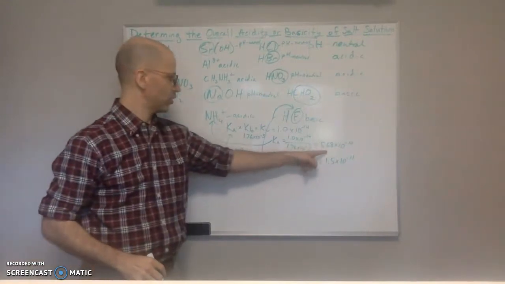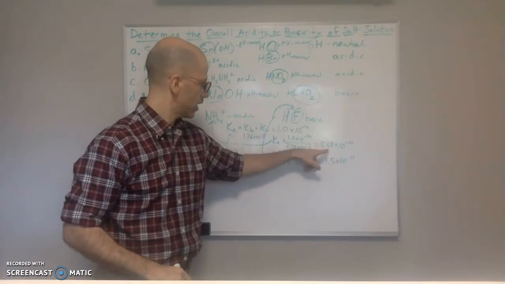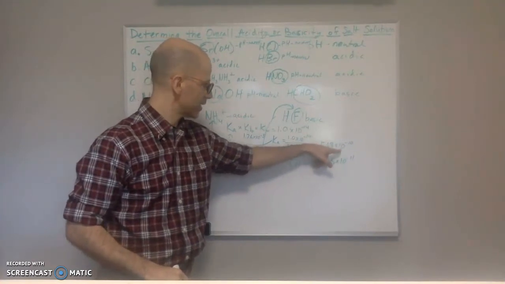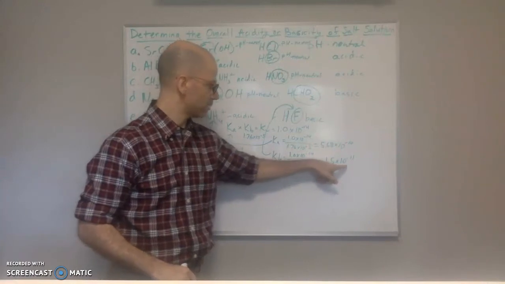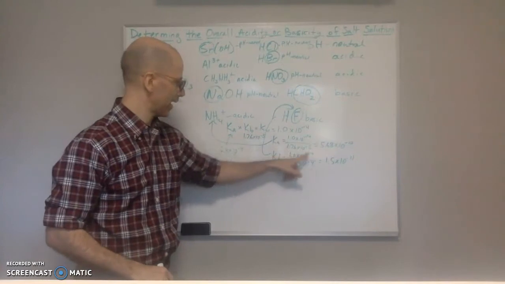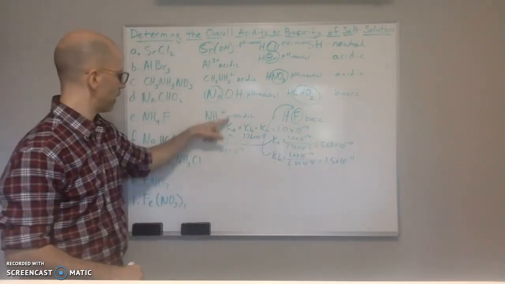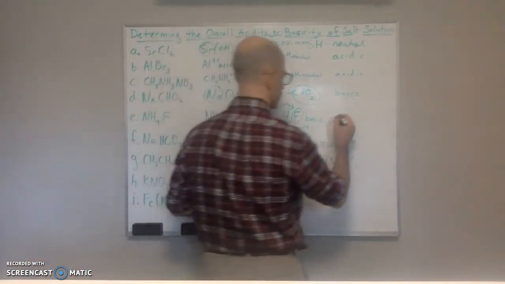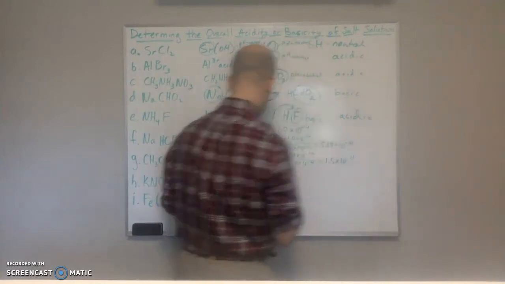So now all we need to do is see which one is bigger. Obviously 5.68 times 10 to the negative 10 is a larger number than 1.5 times 10 to the negative 11. And so therefore the Ka is stronger. That means it's going to be acidic. So finally we determine that it is going to be an acidic solution.